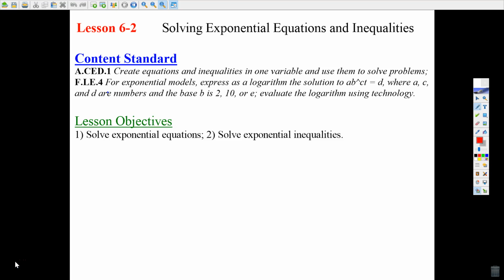Okay, we're moving on in chapter 6, and today, really two objectives. We're going to be solving exponential equations, and then at the end of the class, we're going to solve exponential inequalities. Sandwiched in between those, we're going to take a look at a particular type of exponential growth function, probably the most popular real-life exponential growth situation, and that is compound interest. So we're going to look at some application problems that involve the compound interest formula and how to use it.